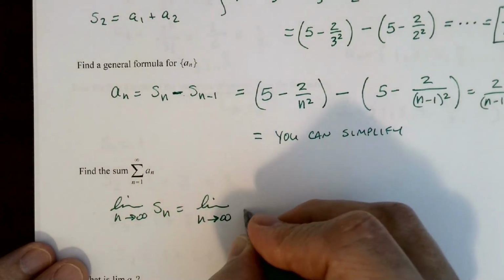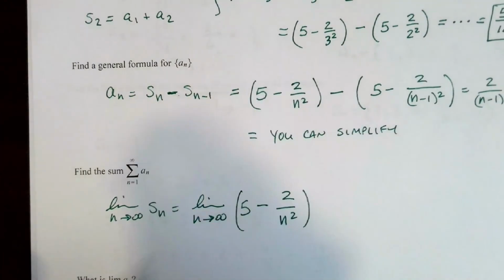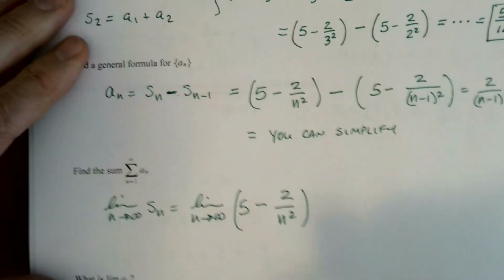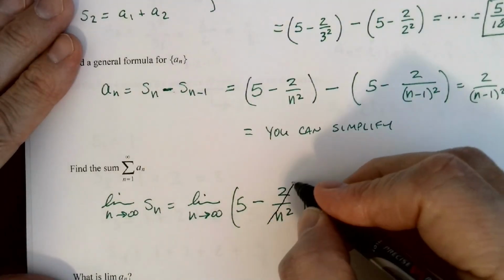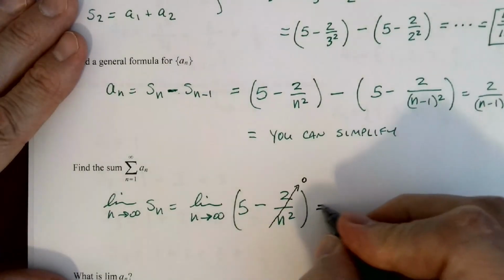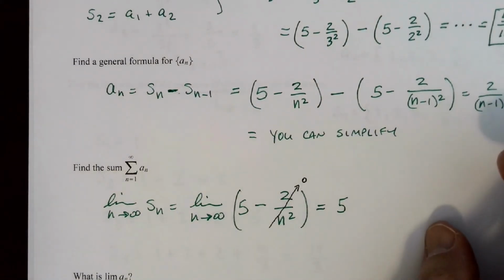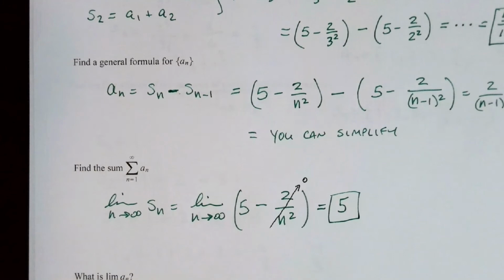And s of n, we said, is what? 5 minus 2 divided by n squared. And what's happening as n goes to infinity? 2 divided by n squared is going to 0, right? That's getting smaller and smaller. This is approaching 5. It's getting closer and closer to 5. And that is the sum of our infinite series.